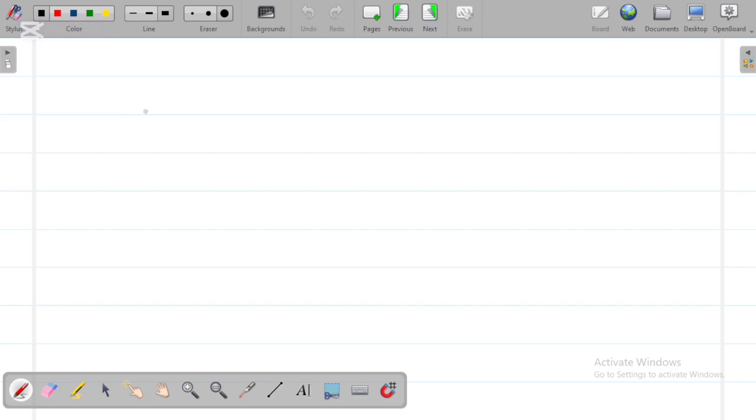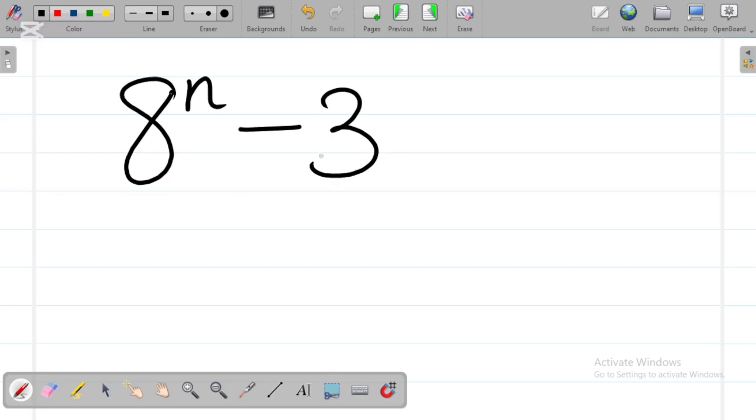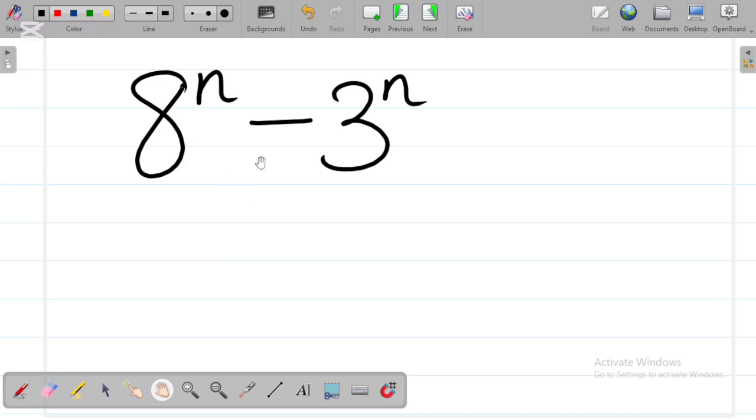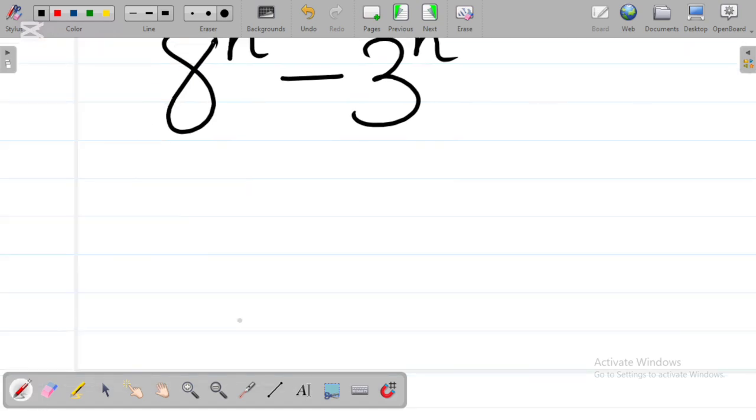Alright, for the question given, we have that 8 raised to the power n minus 3 raised to the power n. And we are asked to use mathematical induction to confirm if this equation is divisible by what? By 5. So the first step here, we have 3 major steps in solving this problem. 3 major steps. The first step is the basic step.